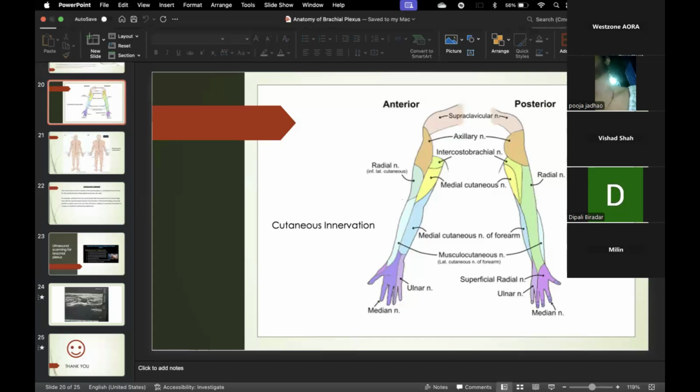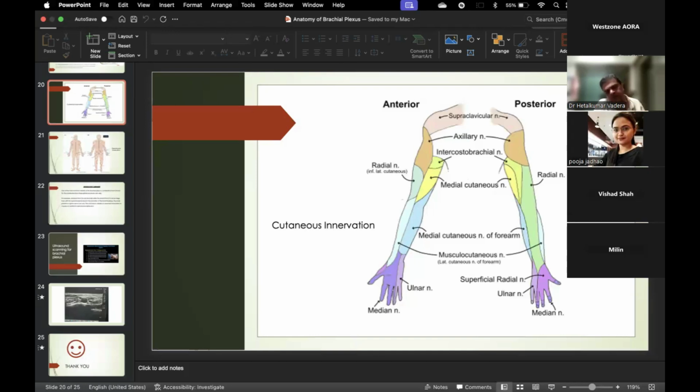And what are the common vessels that you should know and could encounter at all the levels of the block: the interscalene block, the supraclavicular block, the infraclavicular block? That is an important question. In the interscalene block, what vessel can you see, Vishad? The transverse cervical artery is there. The suprascapular artery is there, sir. The dorsal scapular artery or the transverse cervical artery. Very good, for the interscalene, yes.